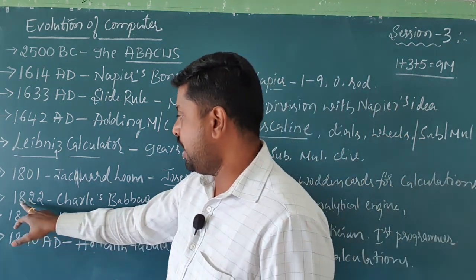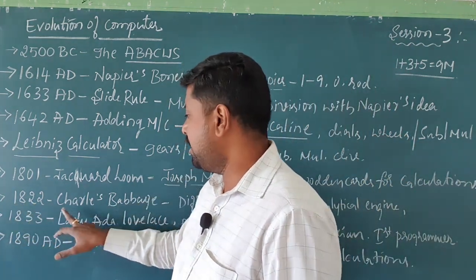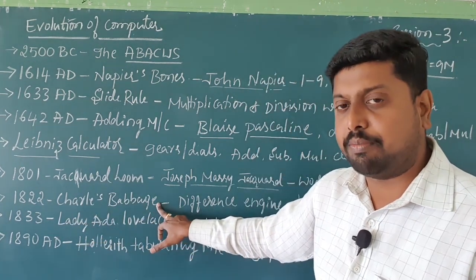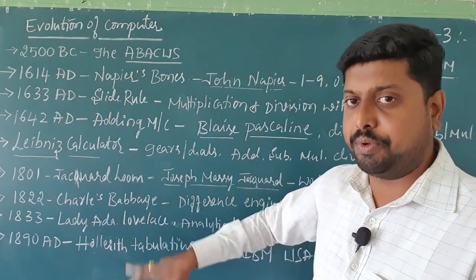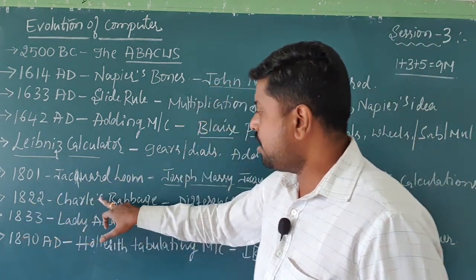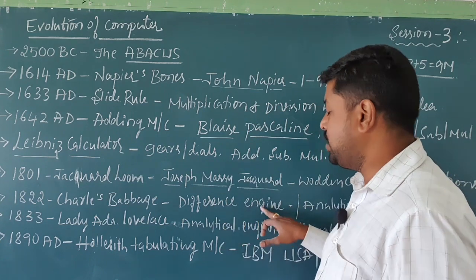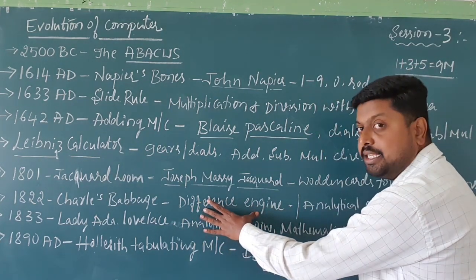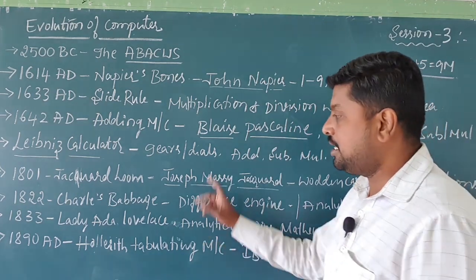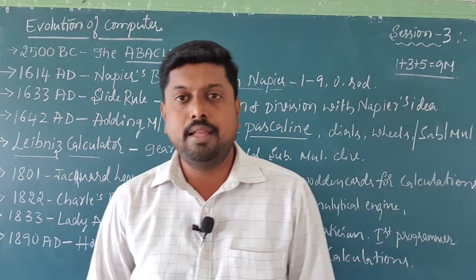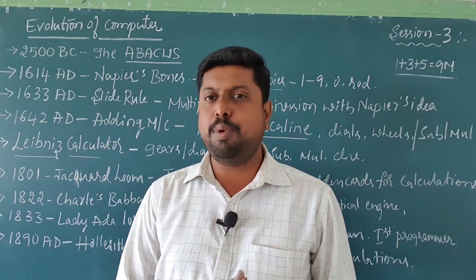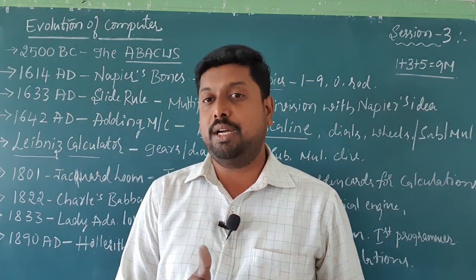Then, very importantly, in 1822 AD, Charles Babbage, the father of the computer. Why does he become the father of the computer? Later I will tell you. But in 1822, he introduced a difference engine. The device name is the difference engine, also called the analytical engine. With the help of that engine, the calculations are performed. That is why Charles Babbage becomes the father of the computer.